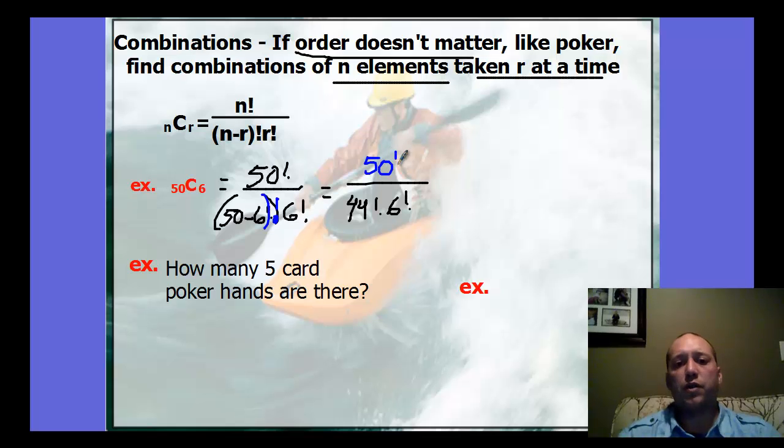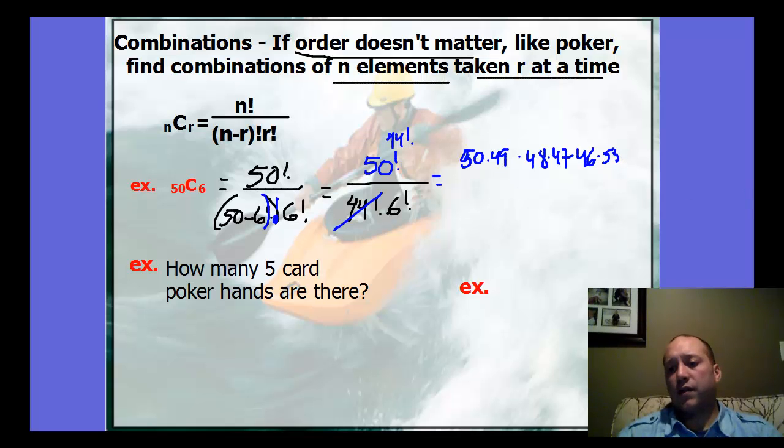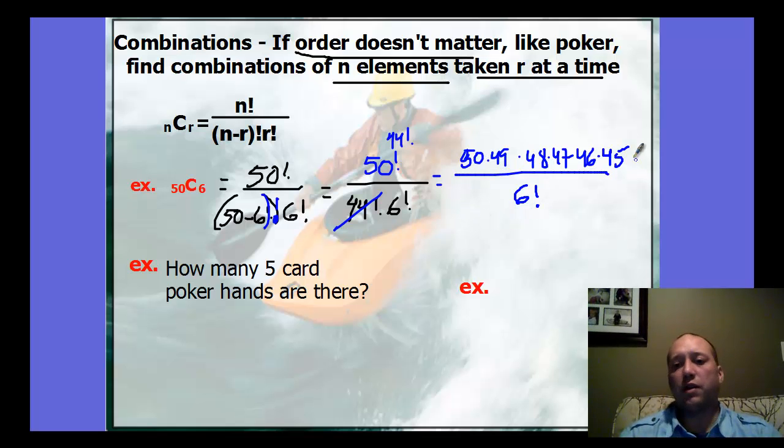So we have 50 factorial in the numerator. So this 44 factorial in the denominator reduces out with the 44 factorial in the numerator, but we still have the 45 through 50 in the numerator. And so we get 50 times 49 times 48, 47, 46, 45, all divided by 6 factorial, which is the 6, 5, 4, 3, 2, 1, multiplied together. And so then you can evaluate that.